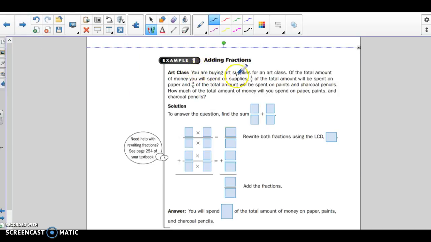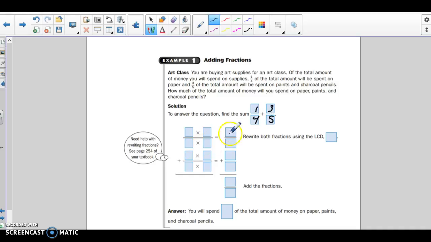Here's the setup. You're buying art supplies for an art class. Of the total amount of money you spend on supplies, a fourth of it is going to be spent on paper. 3/5 of the total amount will be spent on paints and charcoal pencils. So, how much of the total amount will you spend on paper, paints, and charcoal pencils? Well, to answer this question, we have to add, or find the sum of, 1/4 and 3/5.